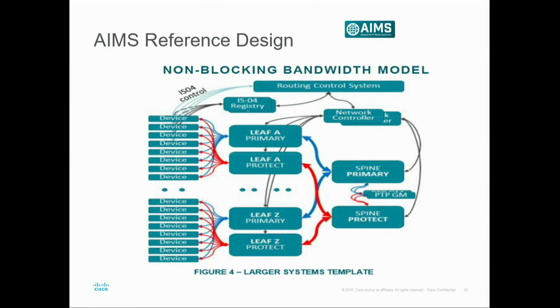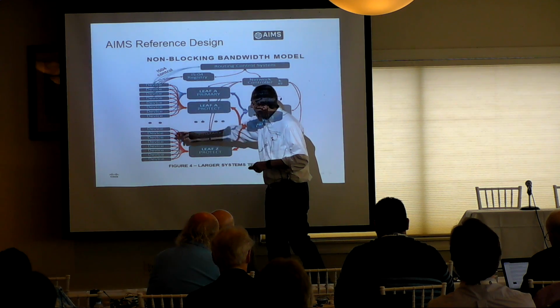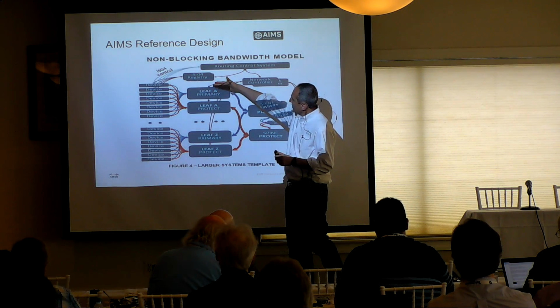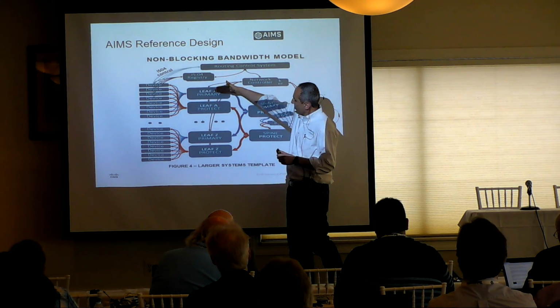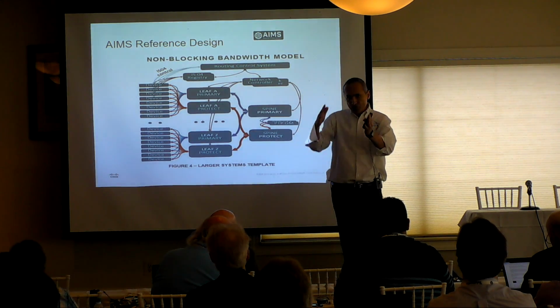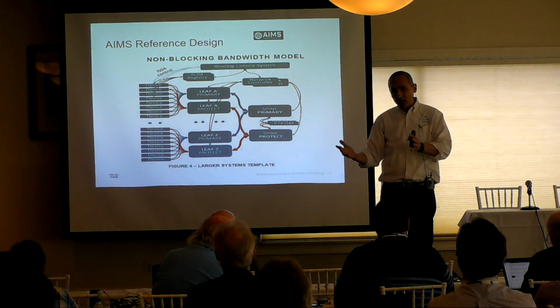What I'm going to use is the AIMS reference. This is a publicly referenced document. This is basically what they published 6 months ago. If you notice, this is basically what we've been discussing today. These devices are the IPGs, and they connect basically to two fabrics. You see, leaf A, primary, and then leaf Z, primary. So they connect to two fabrics for high availability.